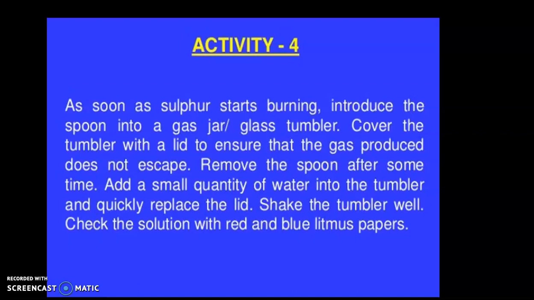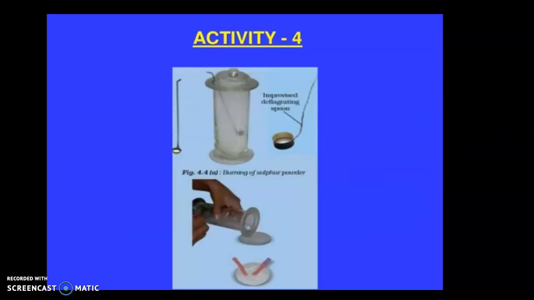Introduce the spoon into a gas jar or gas tumbler. Cover the tumbler with a lid to ensure that the gas produced does not escape. Remove the spoon after some time, add a small quantity of water in the tumbler, which contains the gas produced after burning the sulfur, and quickly replace the lid. Shake the tumbler well and check the solution with red and blue litmus paper, the way we have done with the metals. This is how a deflagrating spoon looks.